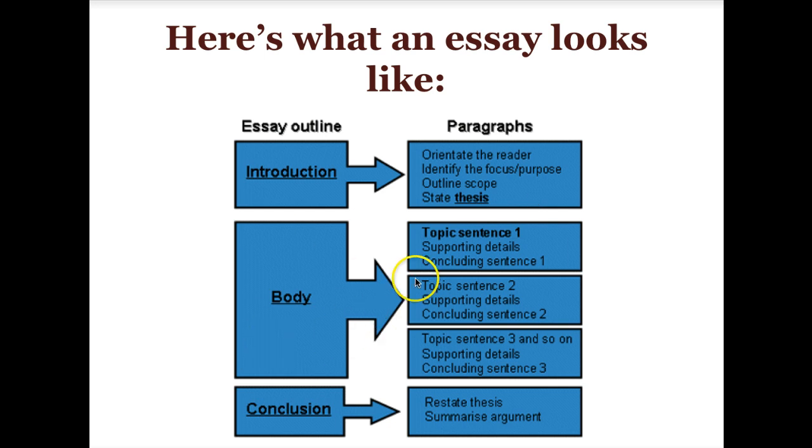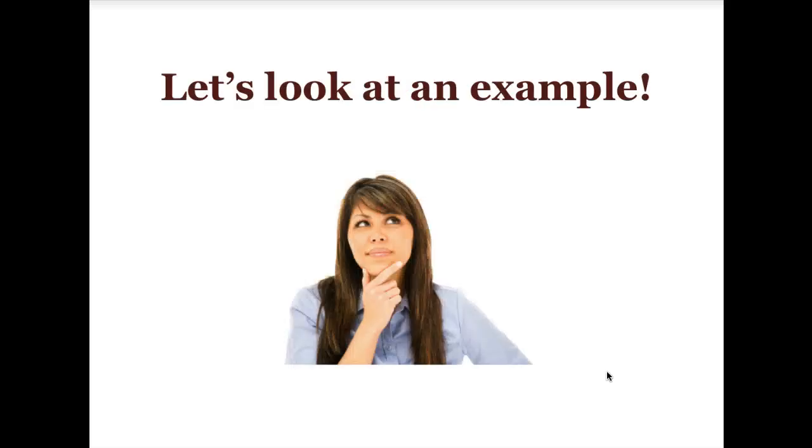The body is going to turn into 3 separate paragraphs, starting each one with a topic sentence. This topic sentence can actually be exactly the same as your 3 supporting details from a single paragraph. The conclusion is going to restate your thesis and summarize your entire argument. So as you can see, the basic steps are the same. You're just going to go a little more in-depth into each part of it. Let's look at an example to make it a little more clear.